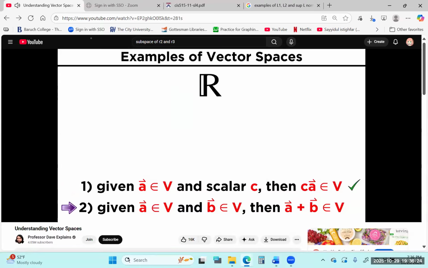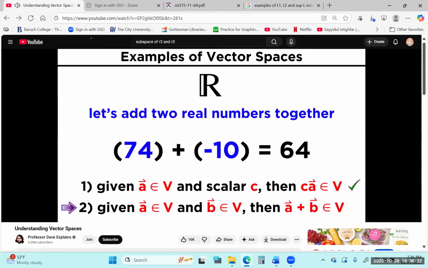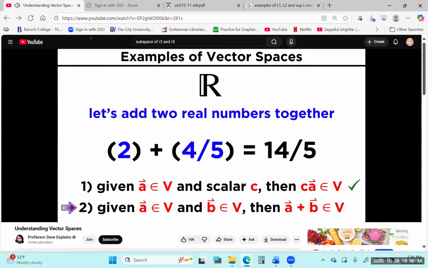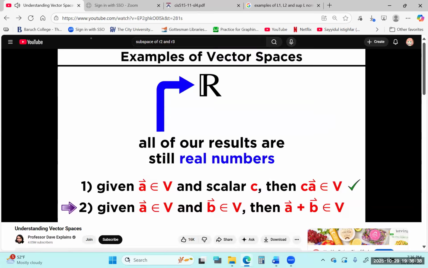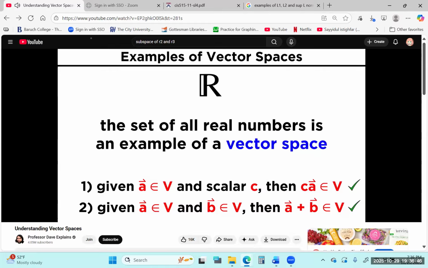Now for the second property, we will need to choose two elements to add together. We could choose 74 and negative 10, adding them together to get 64. Adding 2 and 4/5 gives us 14/5. No matter what two real numbers we choose, the sum of two real numbers is still real. So because the two criteria have been met, the set of real numbers is closed and can be considered a vector space.